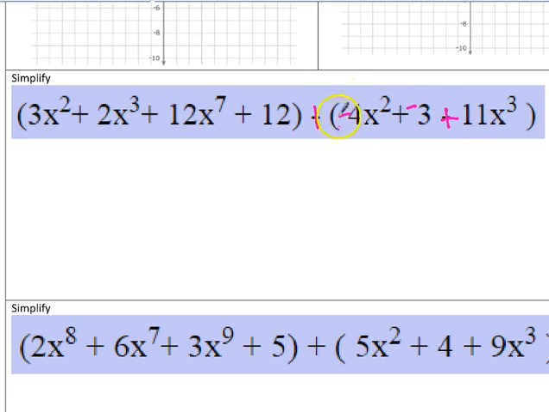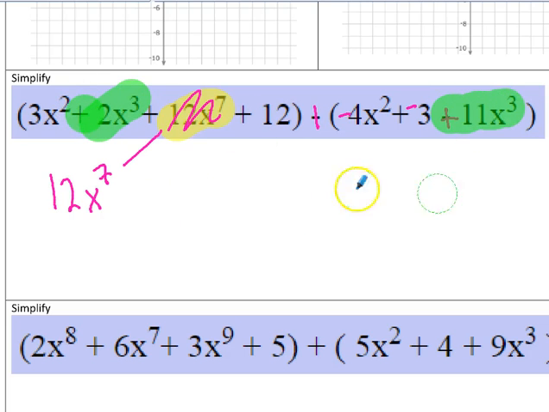Okay, so I now have a negative 4x squared, a negative 3, and a positive 11x to the third. Now I'm going to start looking at the like terms. The first term is x to the 7th, so there's no other x to the 7th, so I can bring it straight down. Scribble it out when I'm done. The next terms after that are the cubes. There's one here and one here. Notice that I'm also keeping the sign in front, so that's positive 2 and positive 11.